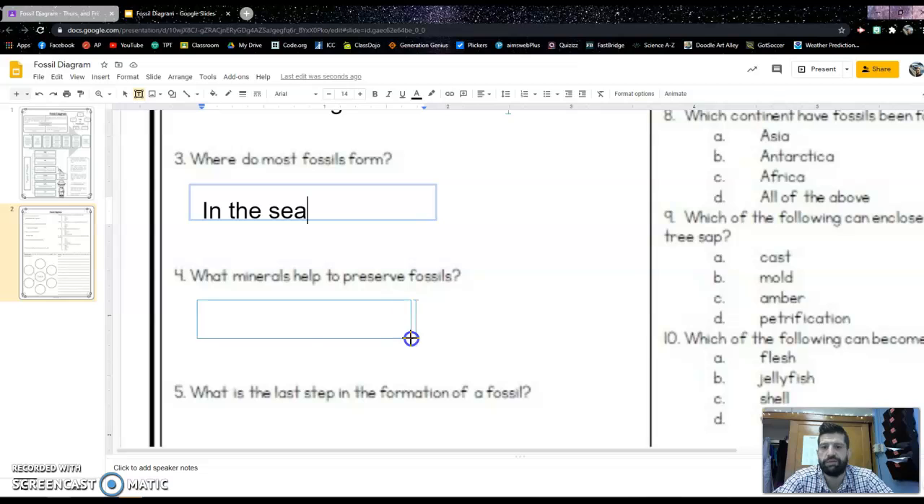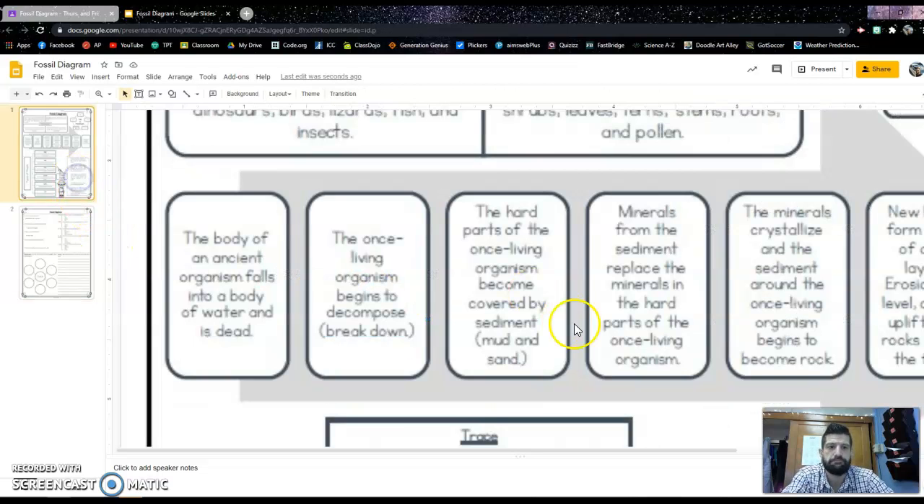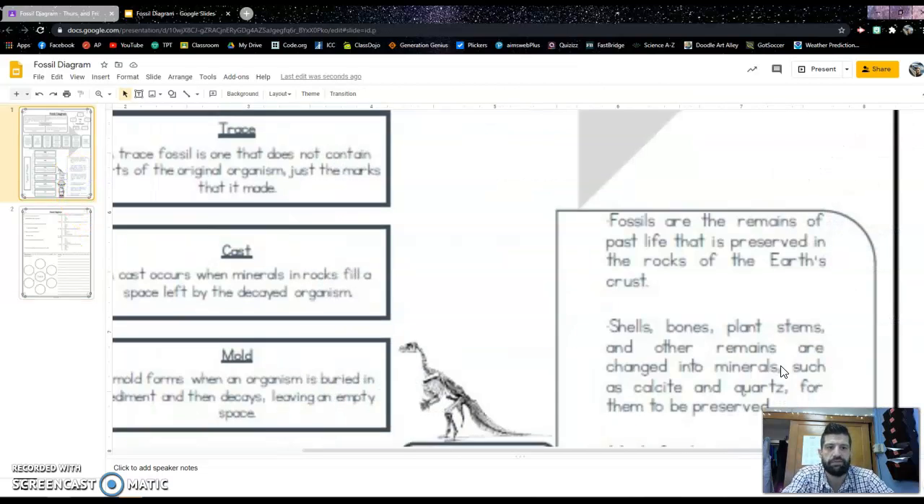Insert another text box. What minerals help to preserve fossils? That's what, remember, we highlighted. We talked about highlighting those two. There were two types of minerals that really preserve fossils. Okay. Again, if you go back, find them. They were over here.